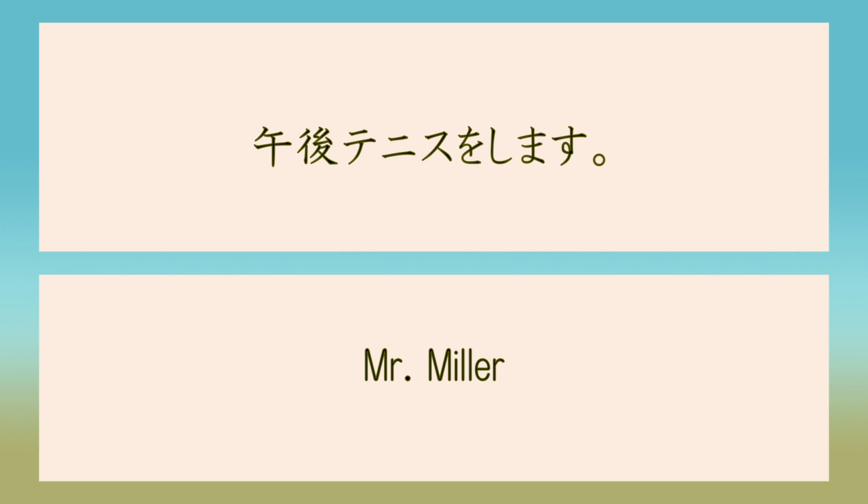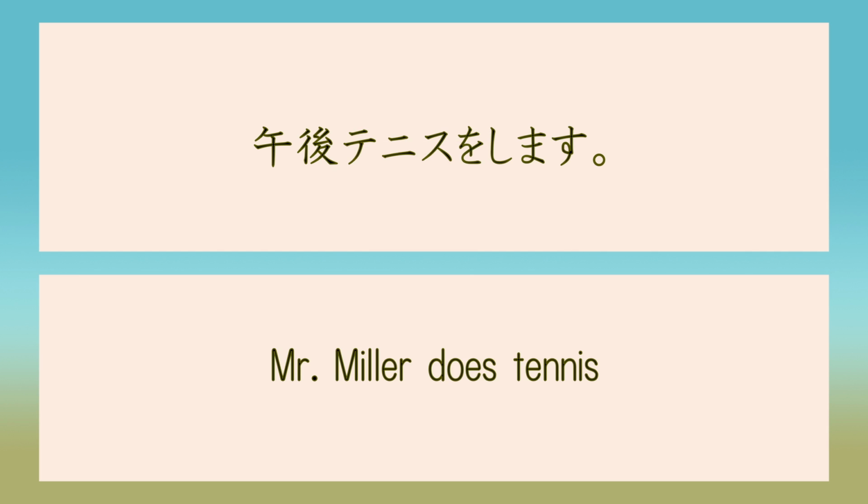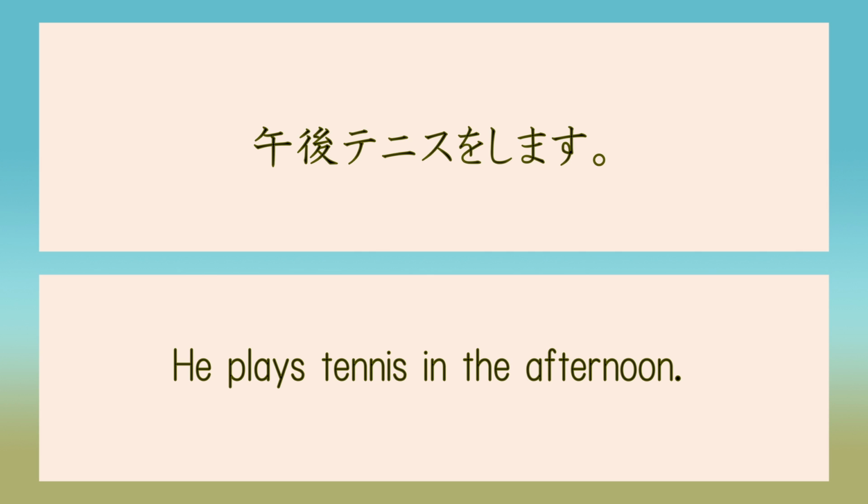And then we have 午後テニスをします. No topic, so let's use Mr. Miller again. Shimasu is to do, so Mr. Miller do or does. Mr. Miller does. Then we go backwards and we have tennis. Mr. Miller does tennis. And then we have 午後, afternoon. So Mr. Miller does tennis afternoon. Of course, we're not gonna leave it like this because it does not sound natural at all. We're gonna say he plays tennis in the afternoon.